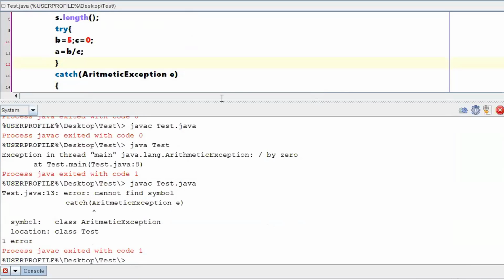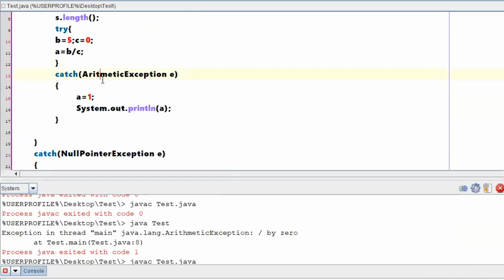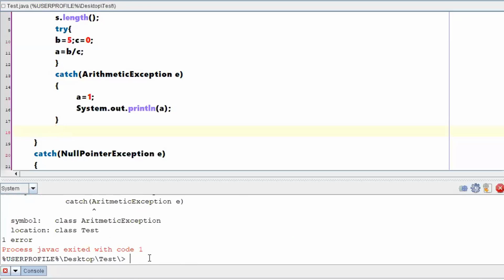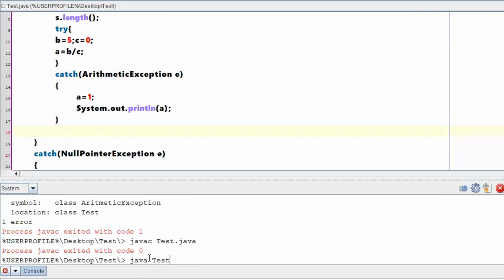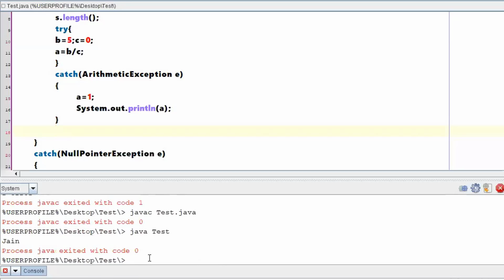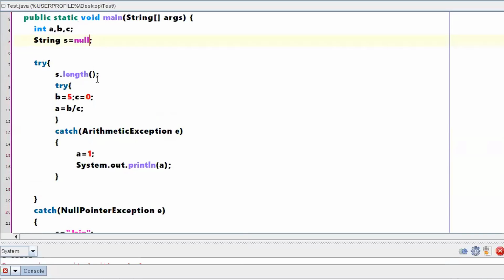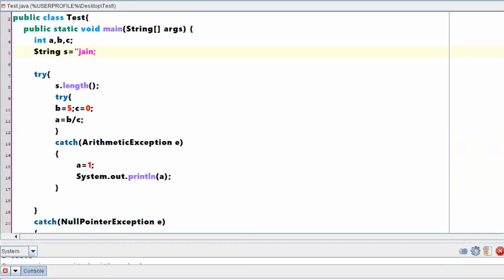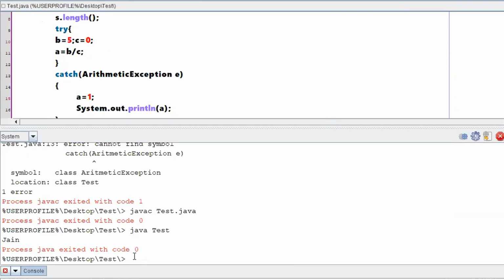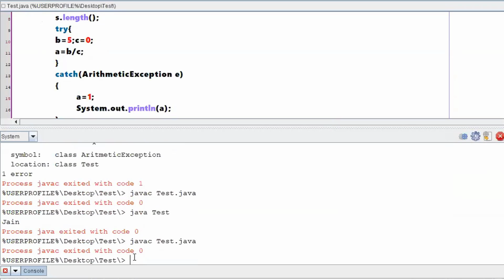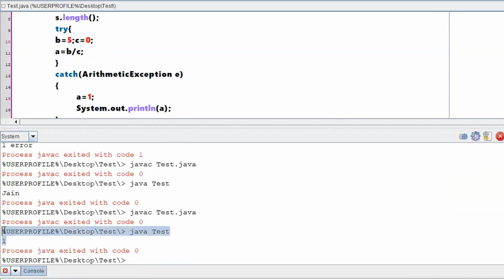Cannot find symbol, a spelling mistake. One second. Compiles fine. Okay, so the outer block has been caught. It didn't go to the inner block. Okay, so now let me not make any mistake with respect to the outer block. I have given some value for that. Now let me just cross-check: will it go to the inner block or not? Yes, it is going to the inner block also.